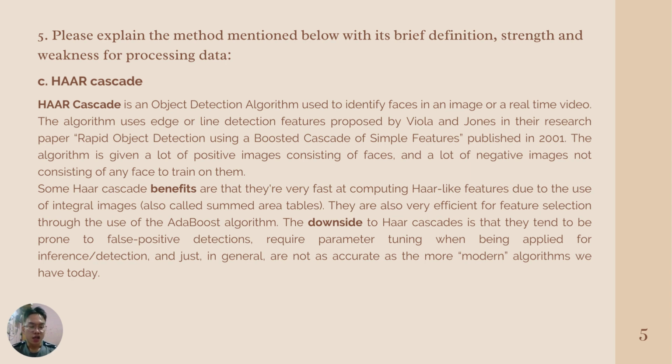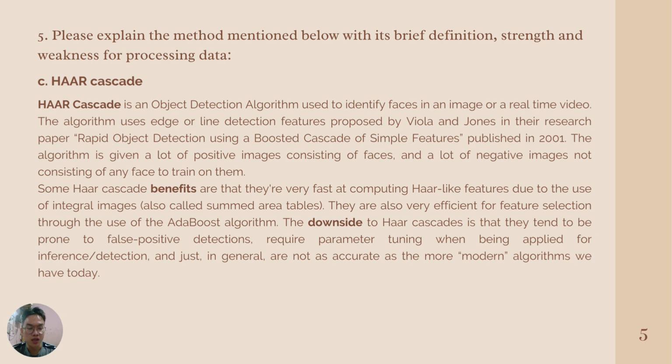C. Haar cascade. Haar cascade is an object detection algorithm used to identify faces in an image or a real-time video. The algorithm uses edge or line detection features proposed by Viola and Jones in their research paper, Rapid Object Detection Using a Boosted Cascade of Simple Features, published in 2001. The algorithm is given a lot of positive images consisting of faces and a lot of negative images not consisting of any face to train on them.